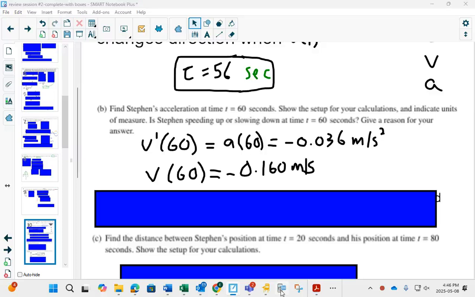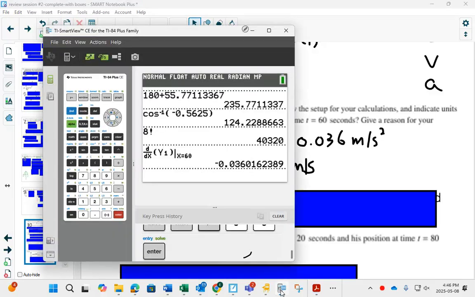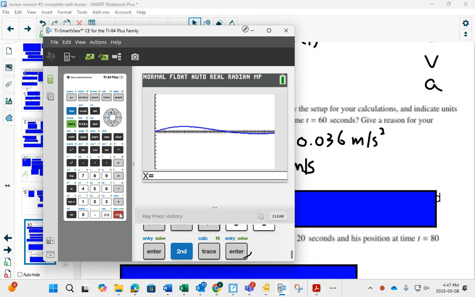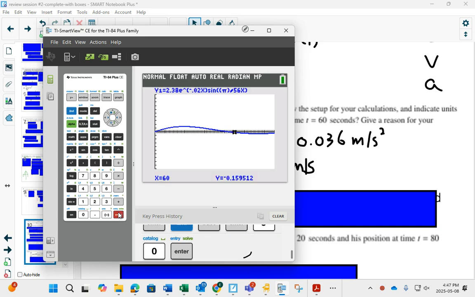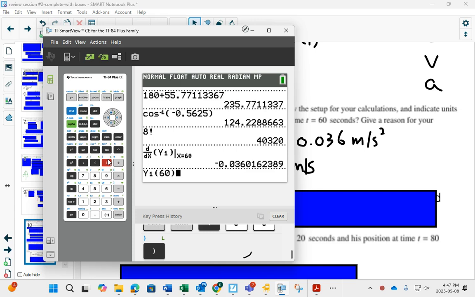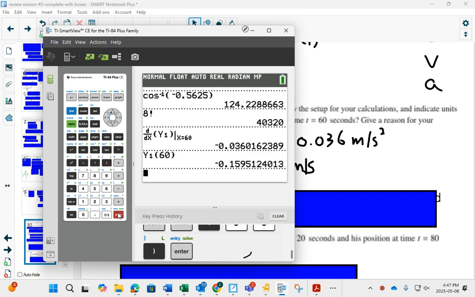V of 60, how do I find that from my calculator? Well, second, calculate, number 1, a value. I can either do this for my graph and type in 60 and get the 0.159. That's option 1. You can also, on your calculator, go y1 and put brackets and make it like a function and get it that way as well. So those are both really nice ways to use your calculator to get those values.